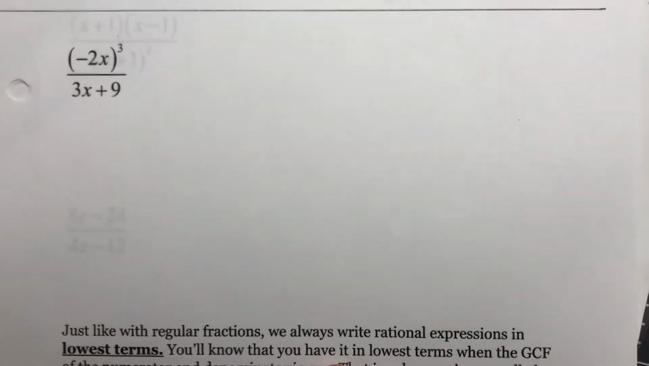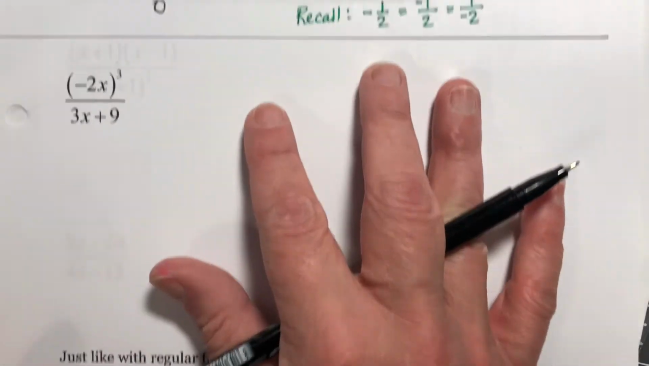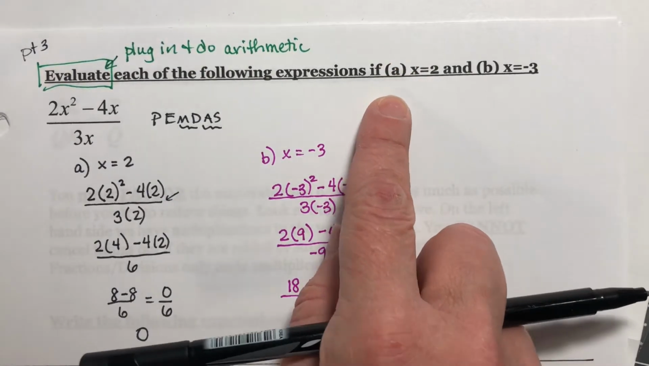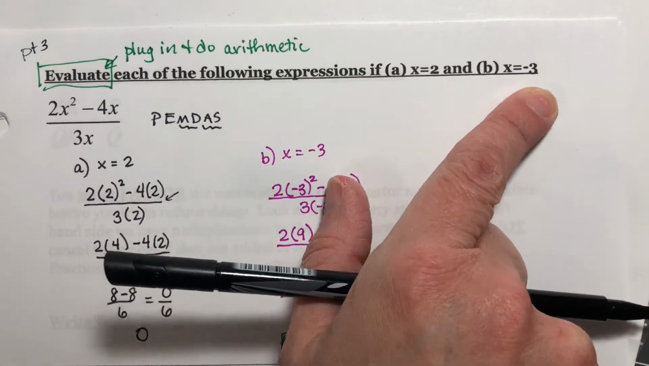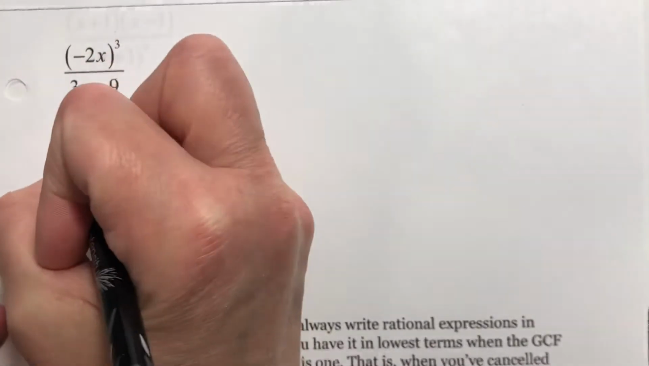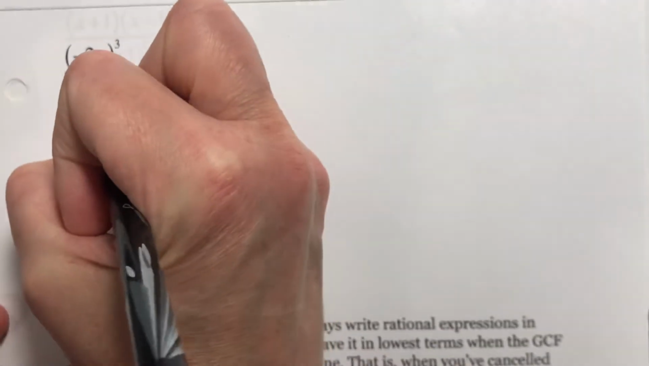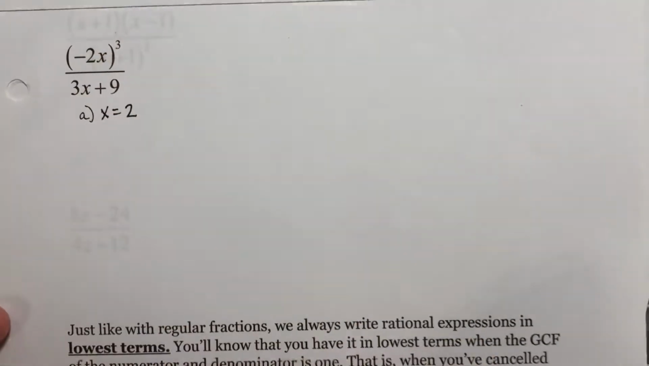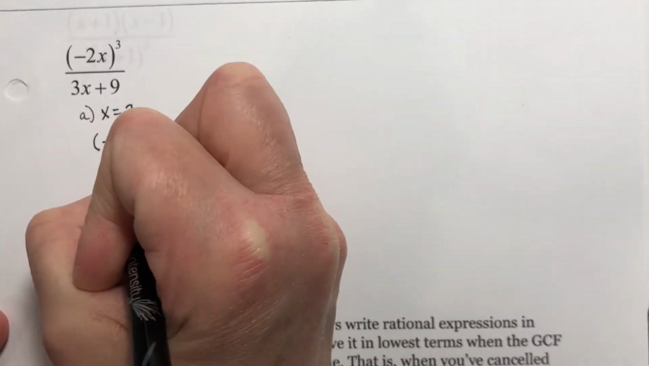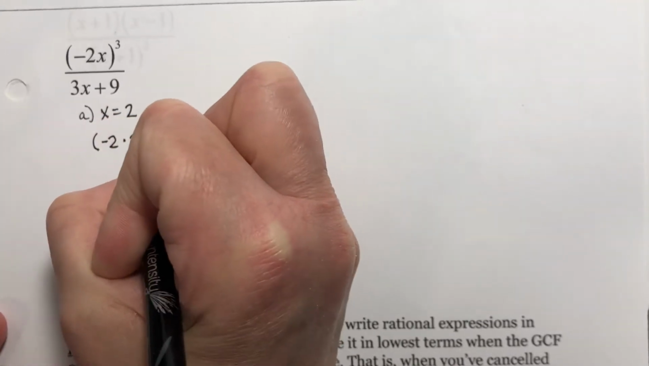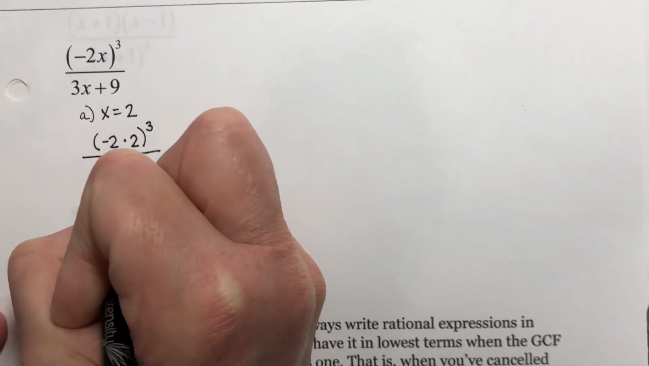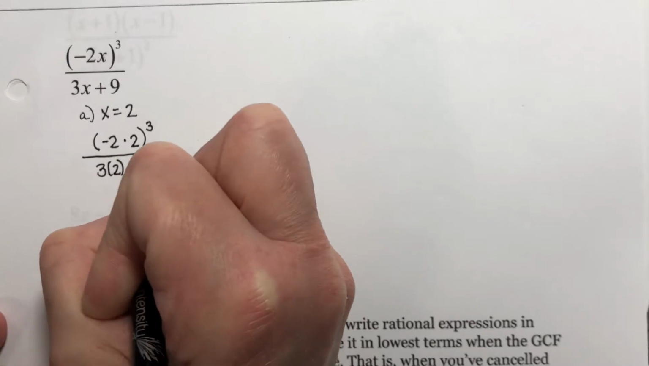This is 7.1, part 4. We are working the same kind of problem we just did. We're supposed to work it twice. First we plug in x equals 2, and then we plug in x equals -3. Okay, so for the first one, which is x equal to 2, we plug this in: -2 times 2 raised to the third power over 3 times 2 plus 9.